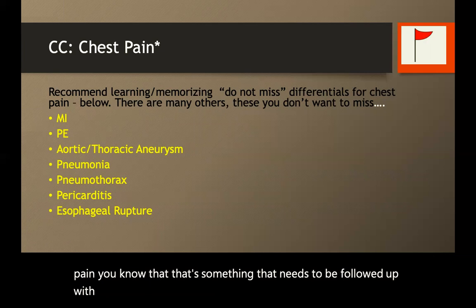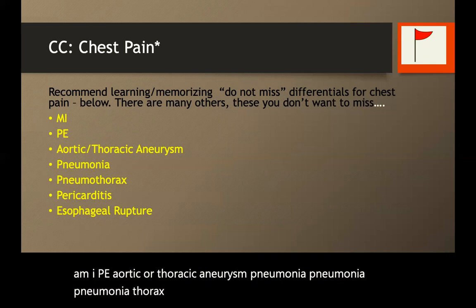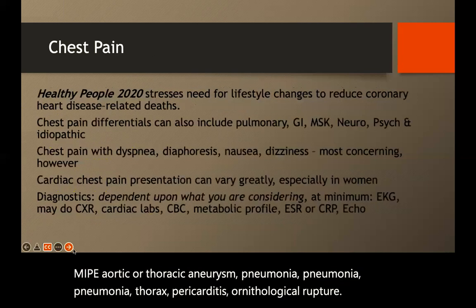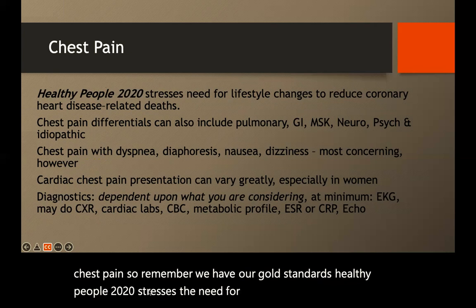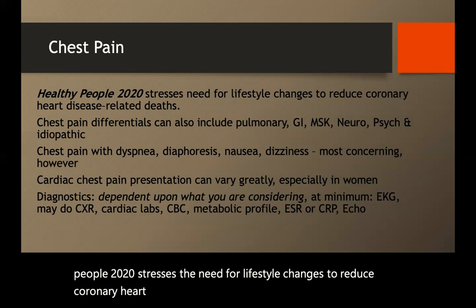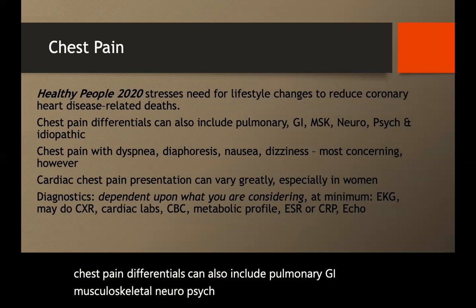So in terms of differential diagnoses with chest pain, the things we want to consider would be MI, PE, aortic or thoracic aneurysm, pneumonia, pneumothorax, pericarditis, or an esophageal rupture. Chest pain. So remember, we have our gold standards. Healthy People 2020 stresses the need for lifestyle changes to reduce coronary heart disease related deaths. As we've mentioned before, chest pain differentials can also include pulmonary, GI, musculoskeletal, neuro, psych, and idiopathic causes.